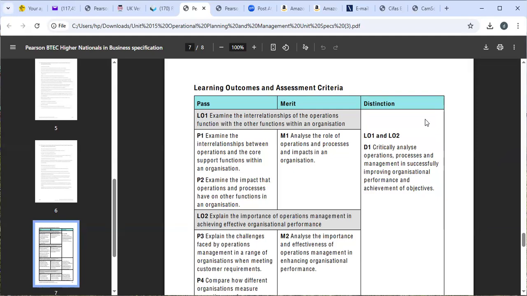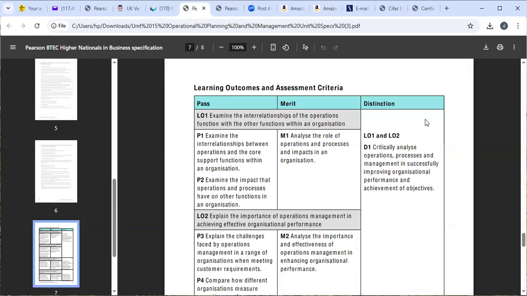So we look into more of the interrelationships, the relationships that run through operations within a company, whether a factory or an organization, teaching organizations. And so what we seek to do with LO1 is, one, to examine those interrelationships between operations and the core support functions within organizations.